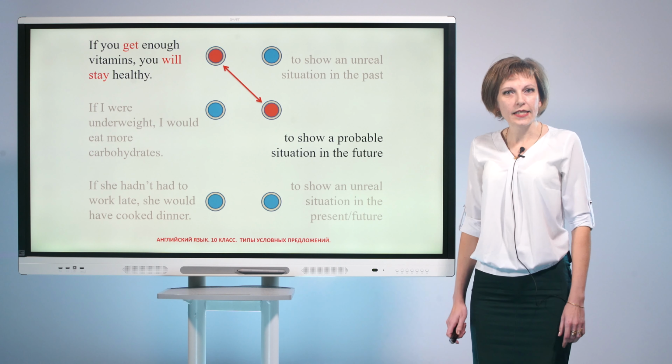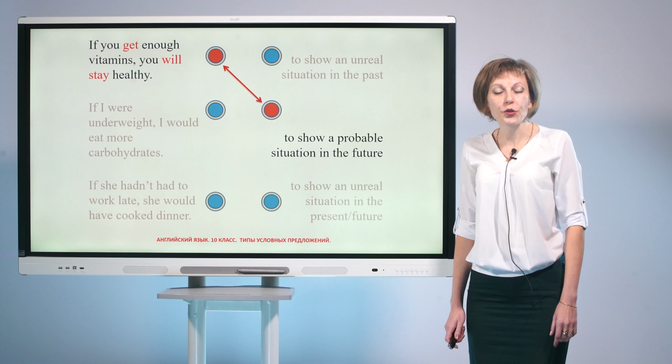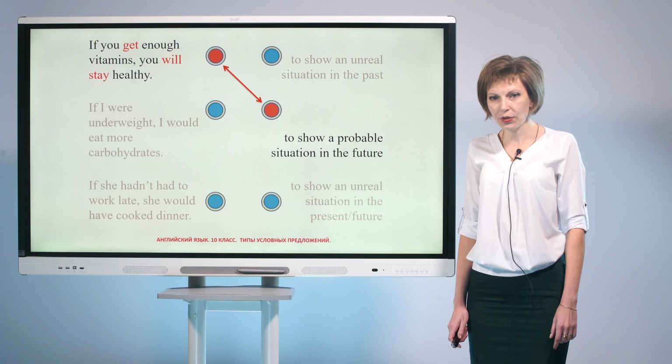Right. This is type 1 conditional, and it shows the probable situation for the future.